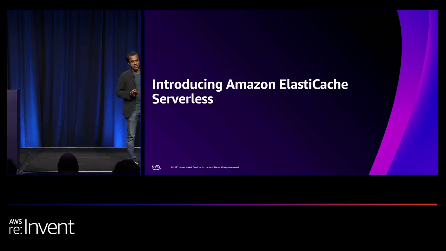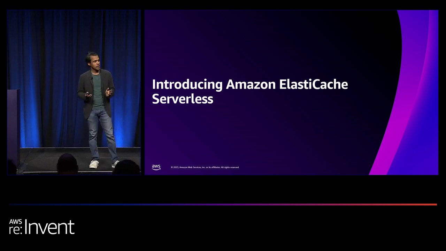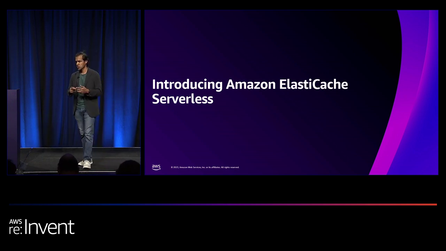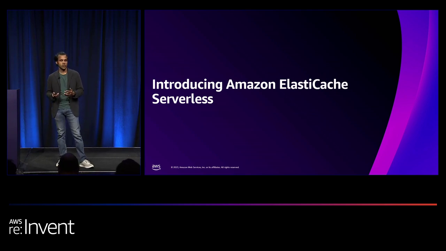So ElastiCache Serverless essentially gets rid of capacity planning for you completely, right? So you don't have to worry about capacity planning at all. So there is no infrastructure to manage. You don't choose any instance types. You don't choose the number of shards. You don't choose the number of replicas. There's very little configuration required to create a cache, right?